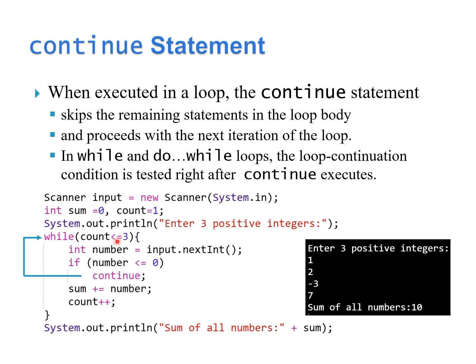For example, consider this while loop, which reads three positive integers from the keyboard and calculates the sum of all three numbers. It uses variable count as the counter variable. Variable count is initialized to 1 before the loop, and the loop continuation condition is count less than or equal to 3. In the loop body, the first statement reads an integer into variable number. Then there's an if statement that checks if number is less than or equal to 0, and if so, it executes the continue statement. The remaining statements in the loop body add number to variable sum and increase variable count by 1.